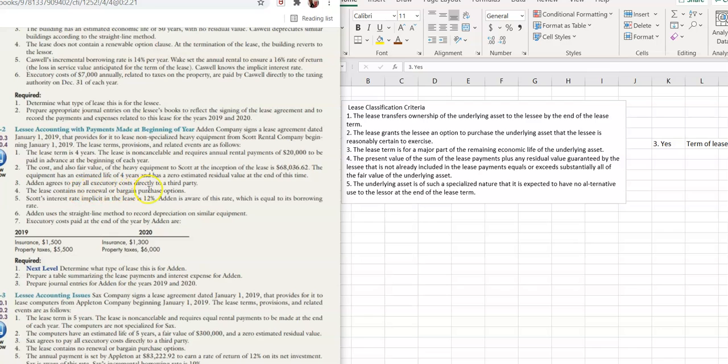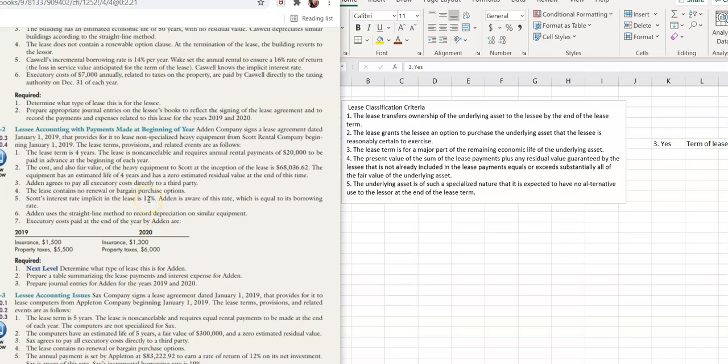Adden agrees to pay all executory costs directly to a third party. Lease contains no renewal or bargain purchase options. Scott's interest rate implicit in the lease is 12%. Adden is aware of this rate, which is equal to its borrowing rate. Okay, so the other thing I could do is take the $20,000 in payments times the present value factor for an annuity due, to be paid in advance, yeah, for an annuity due at 12%. Okay, 4 years at 12%.